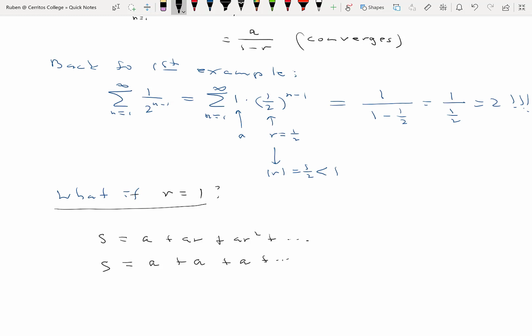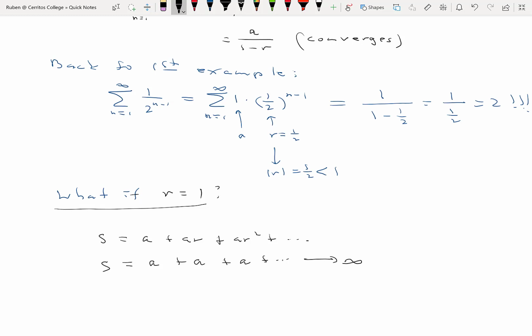Unless A is 0, you're going to explode. You have A, now you have 2A, then 3A, then 4A. Even if A is 1, if you have a pizza, you add another pizza, you have 2 pizzas. You add another pizza, you have 3 pizzas, 4 pizzas, 5 pizzas. So the series diverges if R is 1. I hope it's clear that the series diverges if R is more than 1.